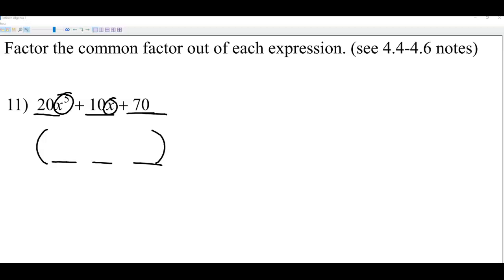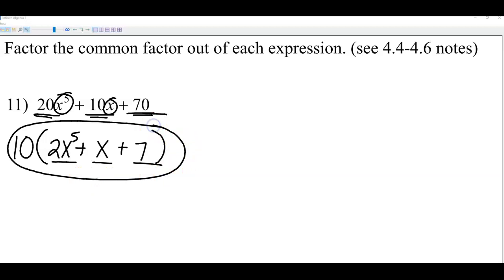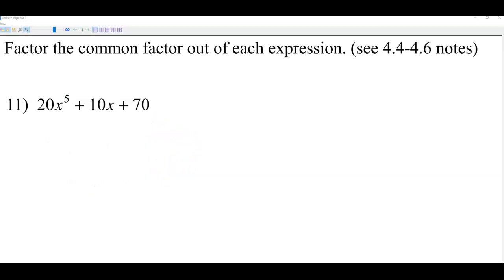But for the coefficients, 20, 10, and 70, all 3 of those can be divided by something. They can all be divided by 10. So I'm going to divide a 10 out. 20 divided by 10 is 2. 10 divided by 10 is 1, but we don't really need to write the 1. There's an x there. And then 70 divided by 10 is 7. And that would be the GCF method for factoring.